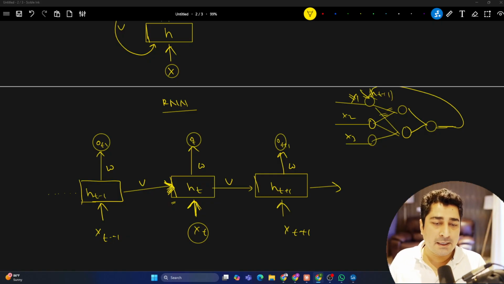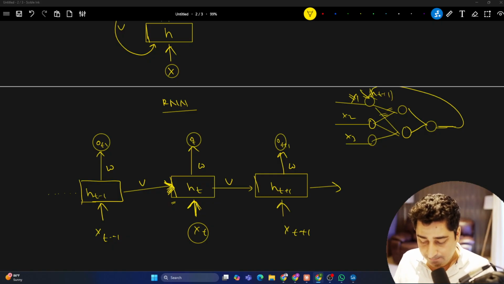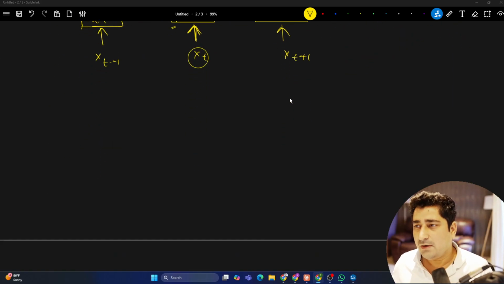Okay. So now I'll give you one simple analogy over here. There are different kinds of relationships you will be able to find: one to one, one to many, many to many, and many to one. So four kinds of relationships with respect to different tasks. Now I'll give you an analogy of what kind of problem I can solve with the help of this kind of network.